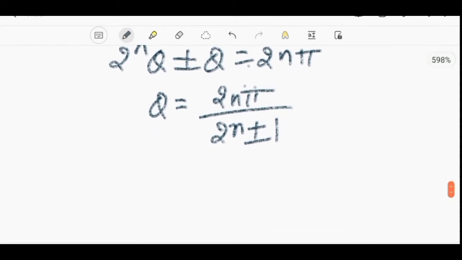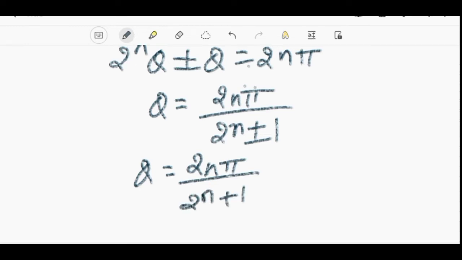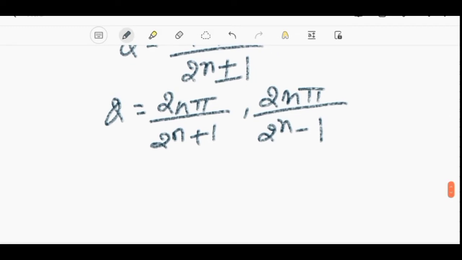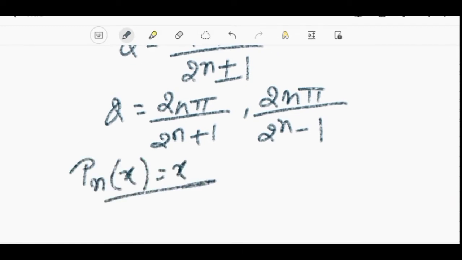So here we got the two forms. First is 2n pi divided by 2 raised to the power n plus 1, and the second is 2n pi divided by 2 raised to the power n minus 1. So these are the real and distinct solutions of the equation Pn of x equals x.